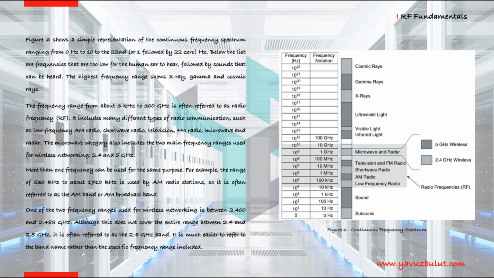At the bottom of the list are the frequencies too low for the human ear to hear, and then the sounds it can hear, the highest frequency range of which indicates X-ray, gamma, and cosmic rays.